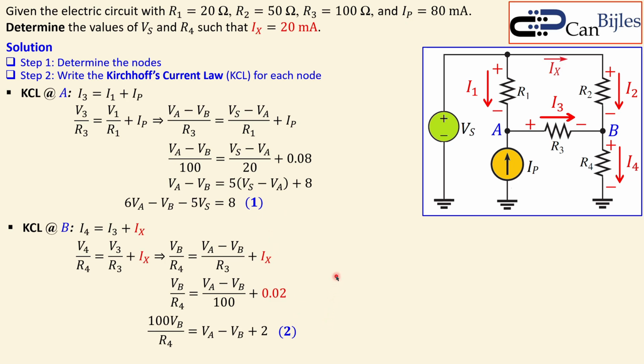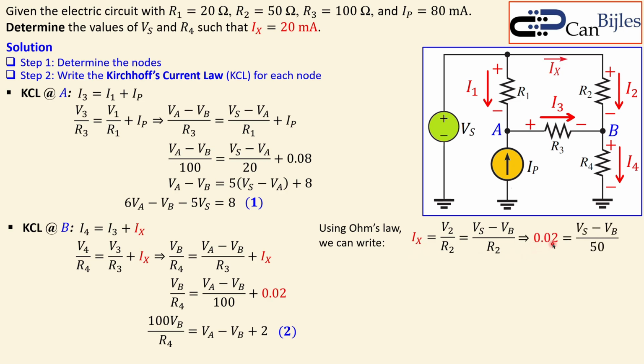We can. We can develop another equation using Ohm's law here for I2, which is also the same as IX. So we can say IX is equal to V2 over R2, because that's this voltage. And that is then Vs minus Vb over R2. Because this voltage node is exactly the same as the voltage node, so this is then Vs. And this will help us because we know R2 and we also know Ix. So if I go to 0.02, it's equal to Vs minus Vb over 50, I must say.